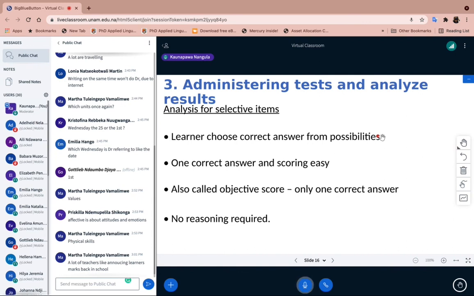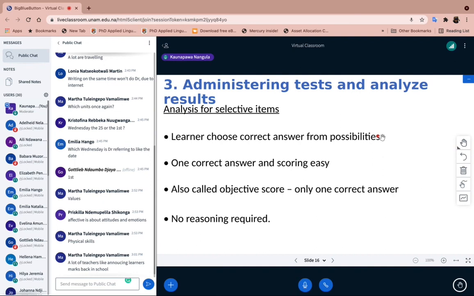Matching, for example: make sure that in matching there is an extra point. Let's say you have five words that you need to match with definitions, right? So you have five words, but the definitions need to be six, an extra one, all right? That makes it a little bit more challenging, and the learners cannot guess. And then there should be one correct answer, and the scoring is very easy. Also called objective score, only one correct answer.